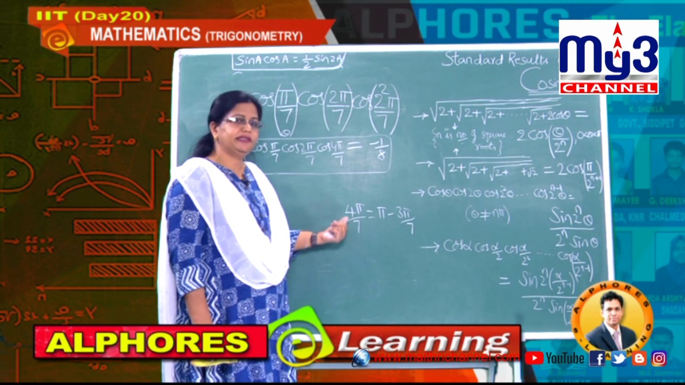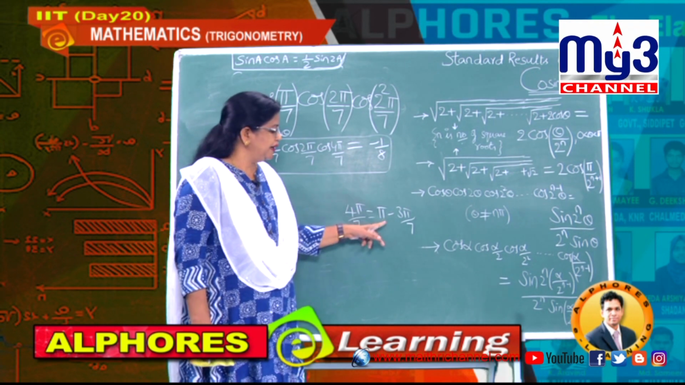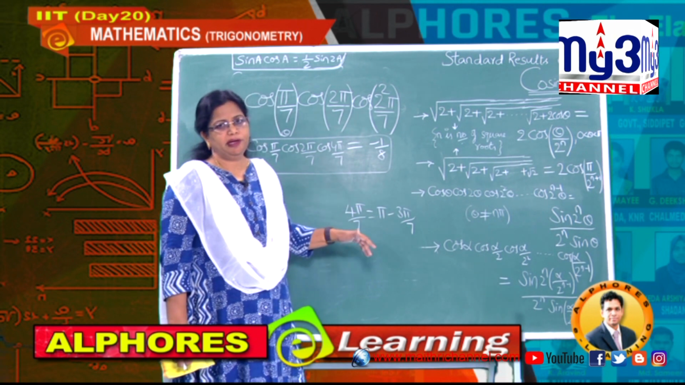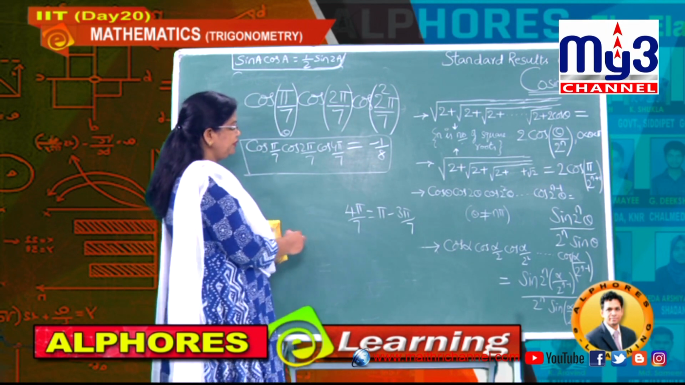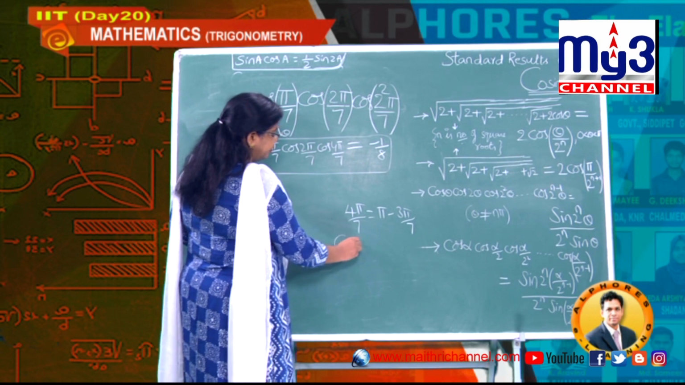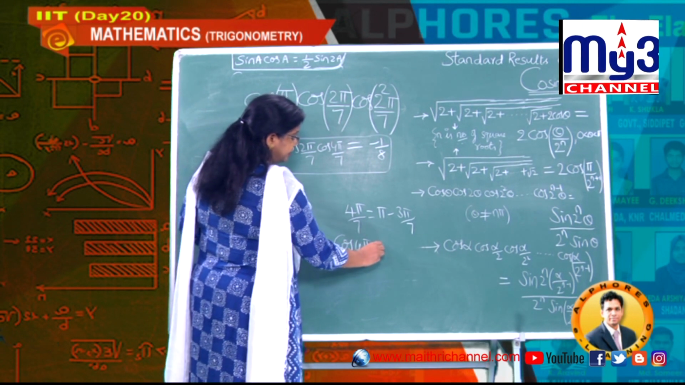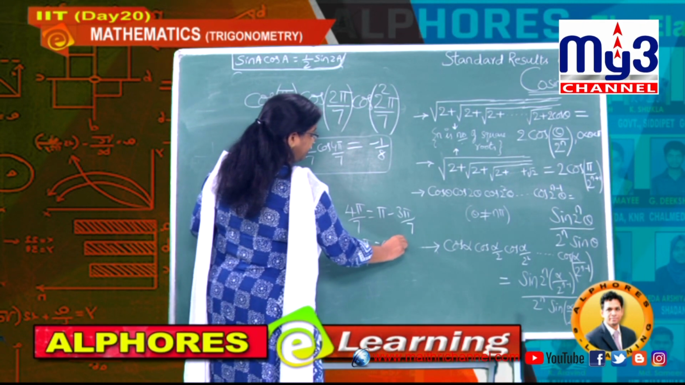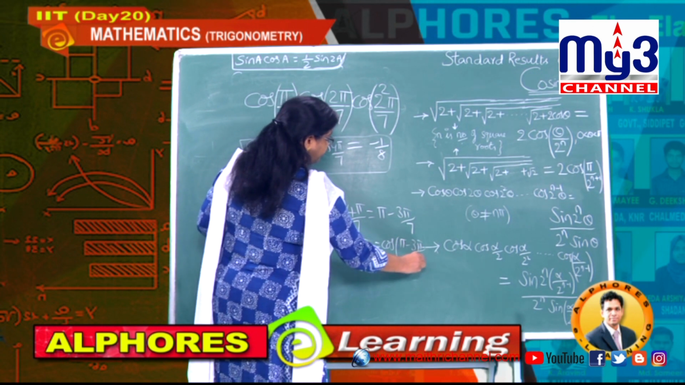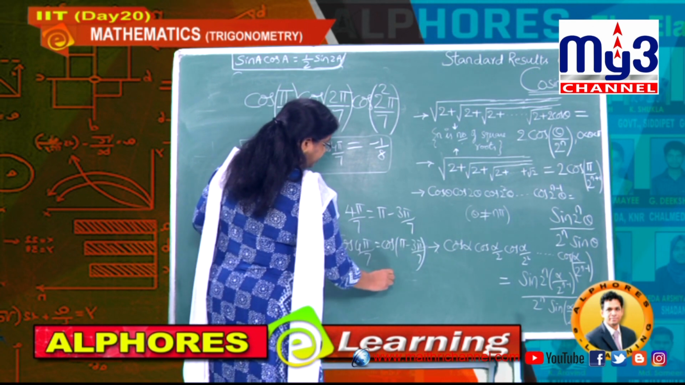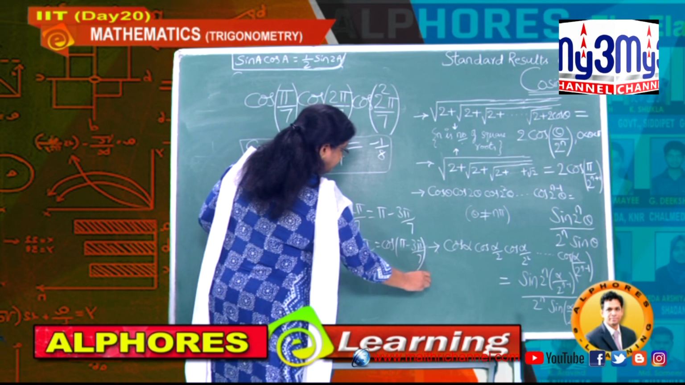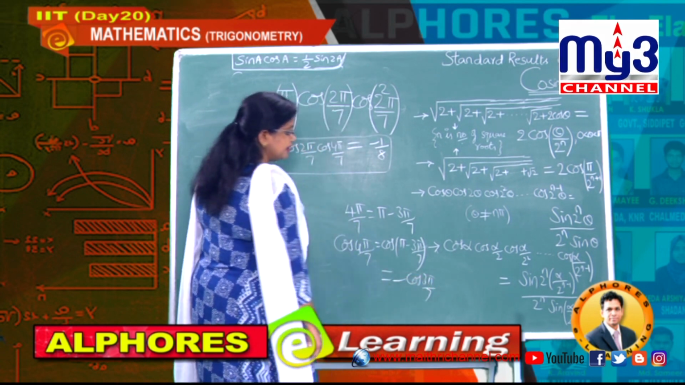Therefore 4 pi by 7 can be written as pi minus 3 pi by 7. Now if you take the cosine function on both sides, cos 4 pi by 7 is cos of pi minus 3 pi by 7. Then what is the value here? It is minus cos 3 pi by 7. Why? What is the reason here?